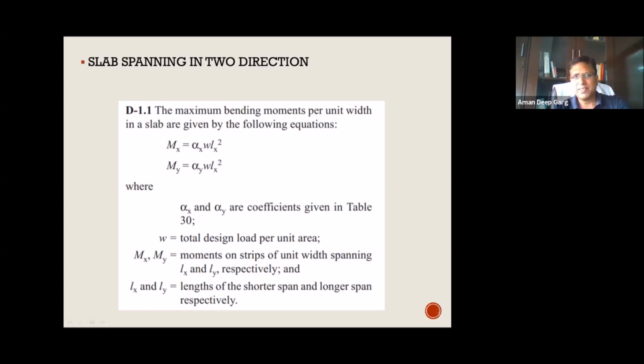It is easy to understand this much, I think. Now I am increasing one side by 1 meter. My slab size is now 3 meter by 4 meter, right? And still I am considering the central spans in both the directions. What would happen? My 3 meter span direction will have lesser deflection, and my 4 meter span direction would have higher deflection, right? Easy to understand.